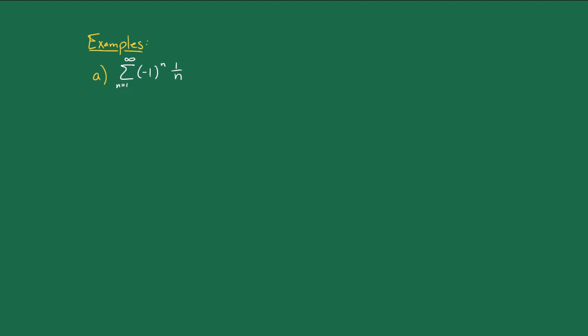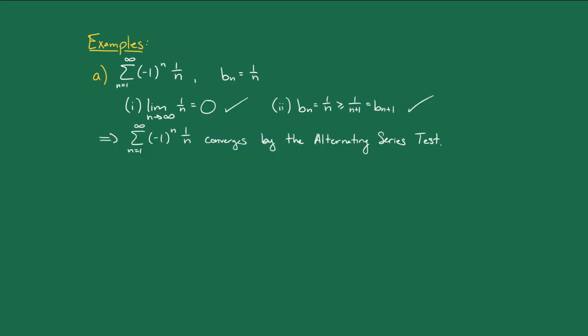So in this example, we have that Bn is equal to 1 over n. So let's check the two conditions in the alternating series test. For the first condition, we take the limit of the Bn's, and we want to get 0, and that is indeed the case for this example. The second condition is that the Bn's are decreasing. And again, this is true in our example, since dividing 1 by n plus 1 will give a smaller number than dividing 1 by n. Therefore, this series converges by the alternating series test.